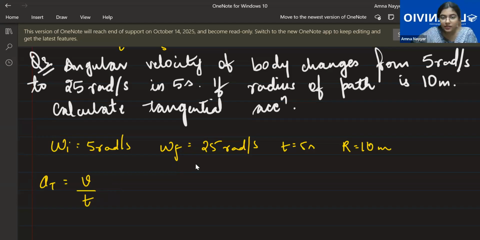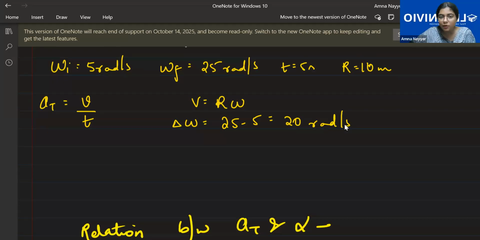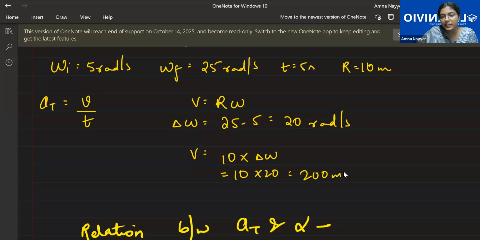Velocity is not given, time is given. For velocity, we know using omega and r, we have the relation v = r omega. Now you don't have one value of omega, there's a change given, so we are going to put the change. Change in omega is final minus initial, so 25 minus 5, that makes it 20 radian per second. That's delta omega. Now v will be equal to r into delta omega, which is 10 into 20, that is 200 meter per second. Now I have the linear velocity with me.